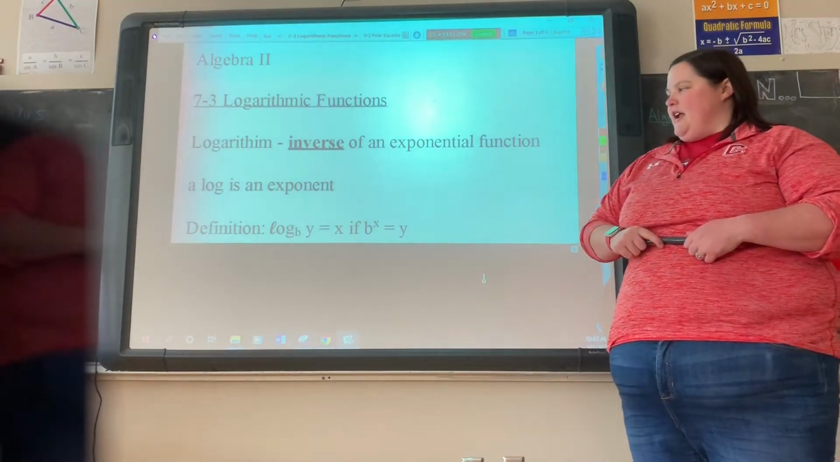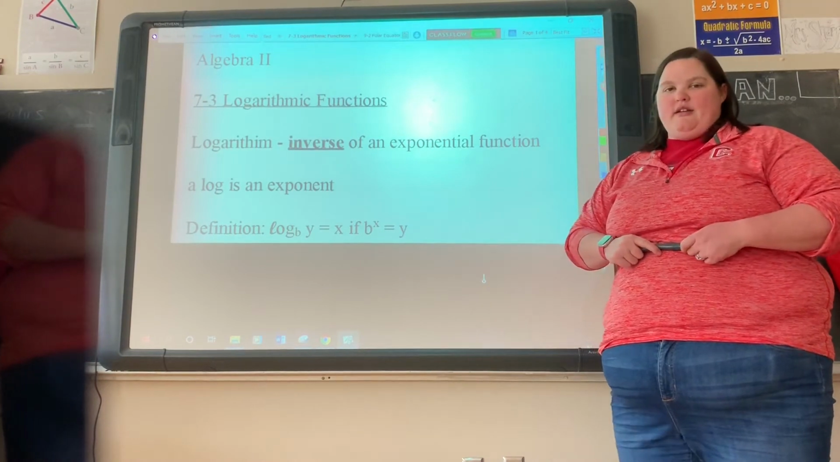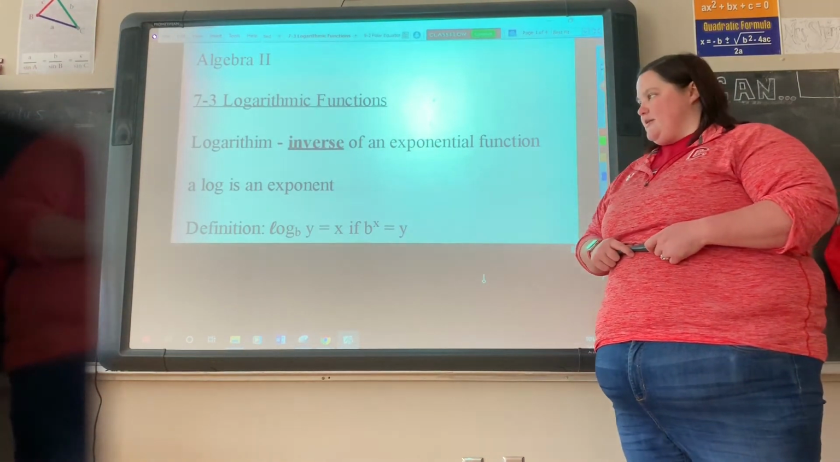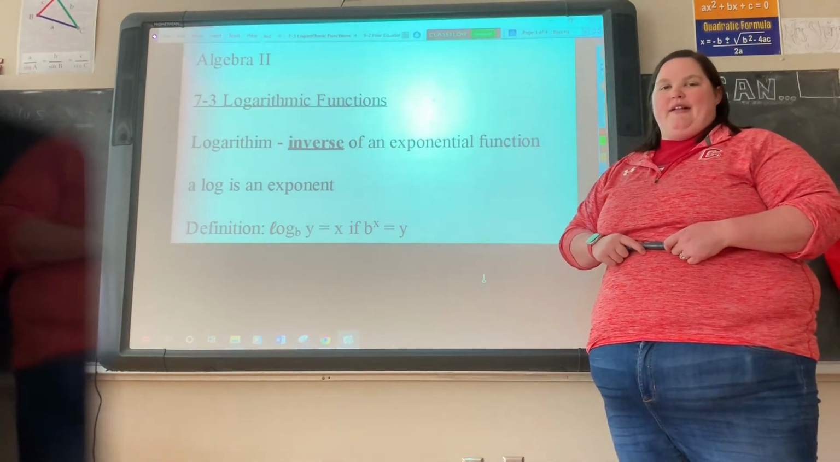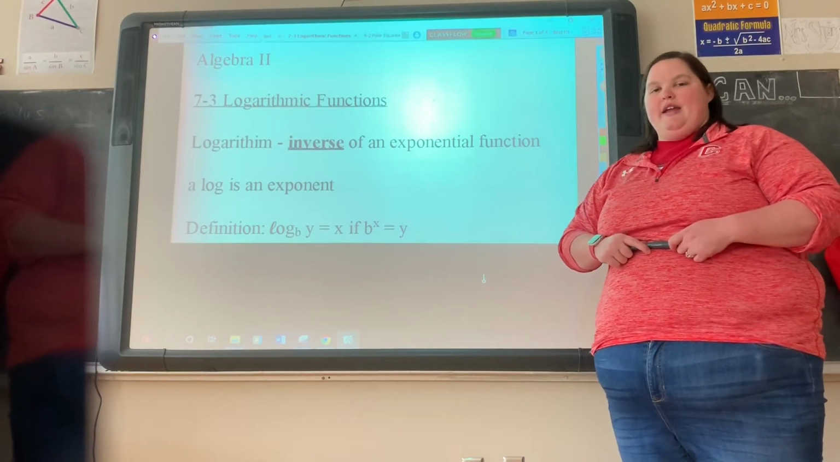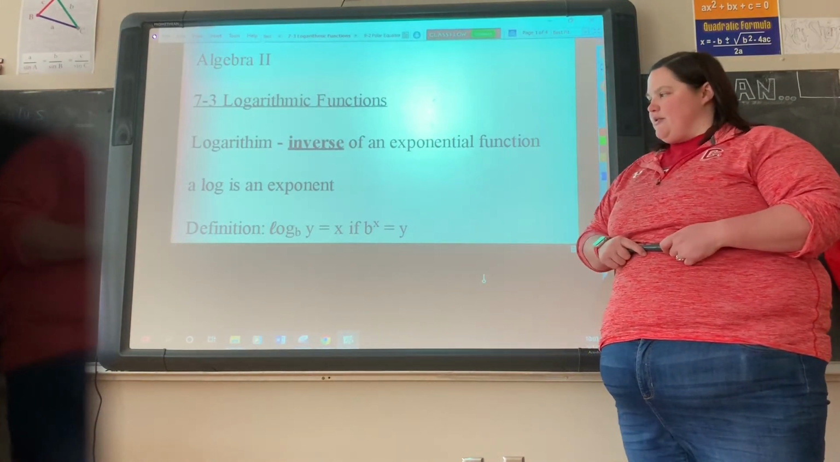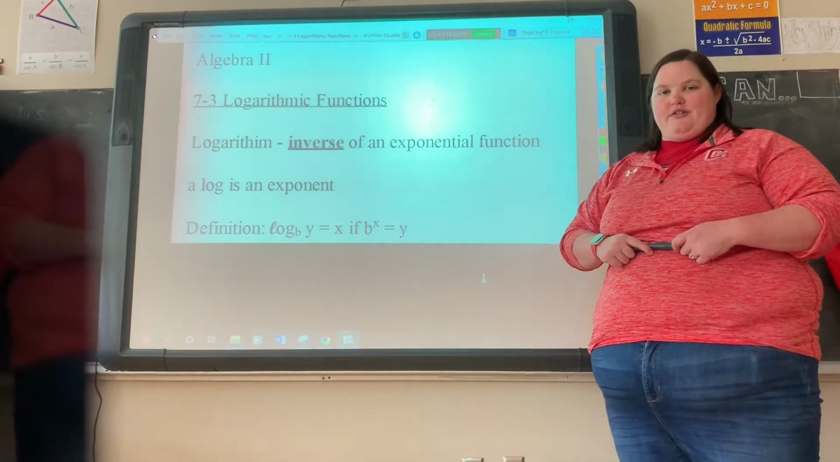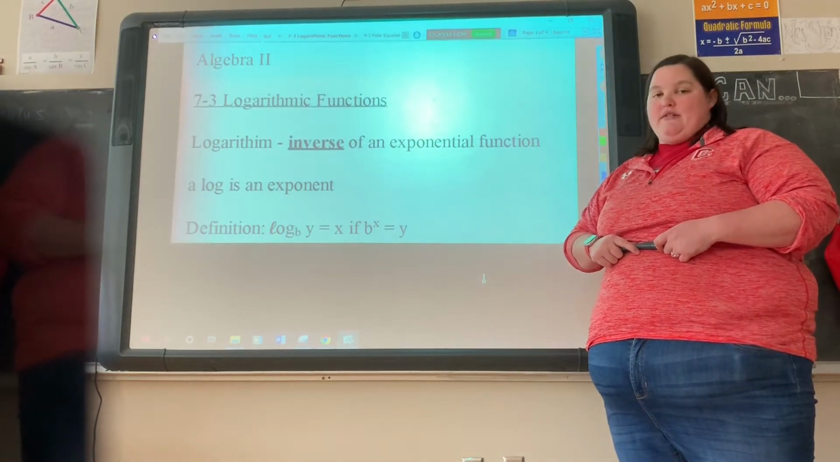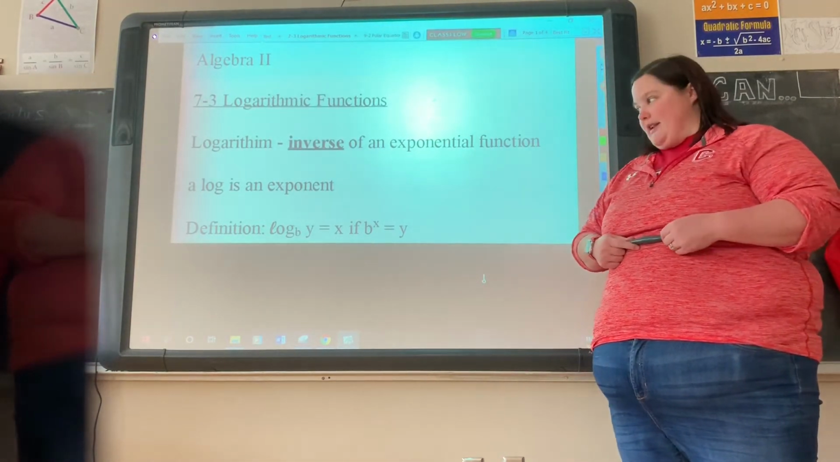To explain a little bit, I like to use the cursive L whenever I write logarithm, because sometimes when you write the L, it kind of looks like a 1 or an I. So I always use the cursive L. So when I typed it out, I decided to find a cursive L to type it out, so it looks like what I typically write.